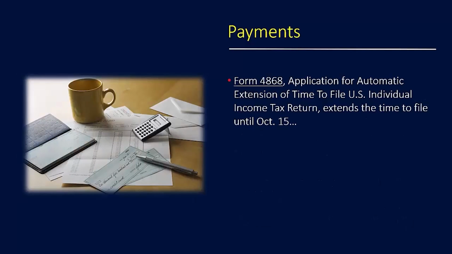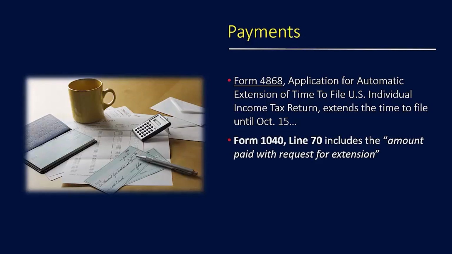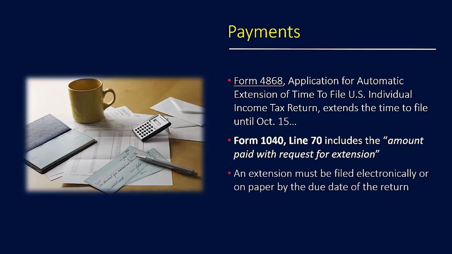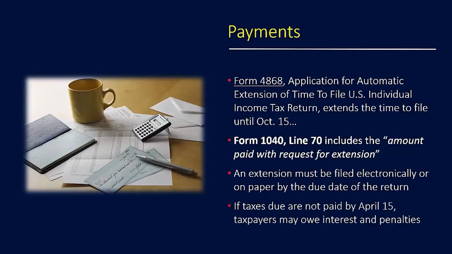Form 4868, the application for automatic extension of time to file a U.S. individual income tax return, extends the time to file, typically until October 15th. Form 1040, line 70, includes the amount paid with the request for extension. An extension must be filed electronically or on paper by the due date of the tax return. If taxes due are not paid by April 15th, taxpayers may owe interest and penalties.